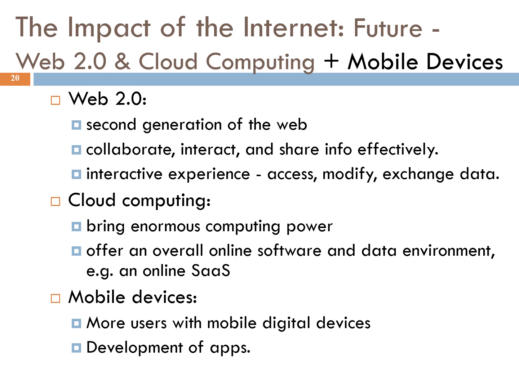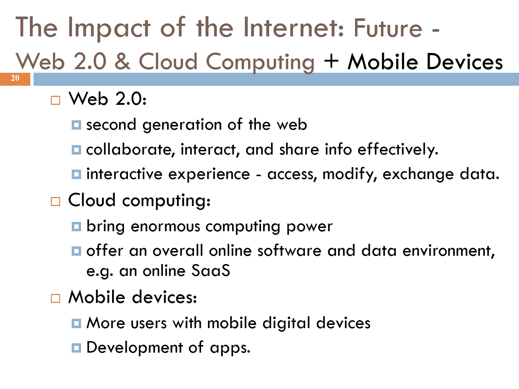The second impact is cloud computing. It brings enormous computing power, meaning that you don't only rely on the computing power of your device, but part of the computing power is over the internet. It offers an overall online software and data environment, for example, an online SaaS. More and more people are using software which is available online. You can put your data online and so on.